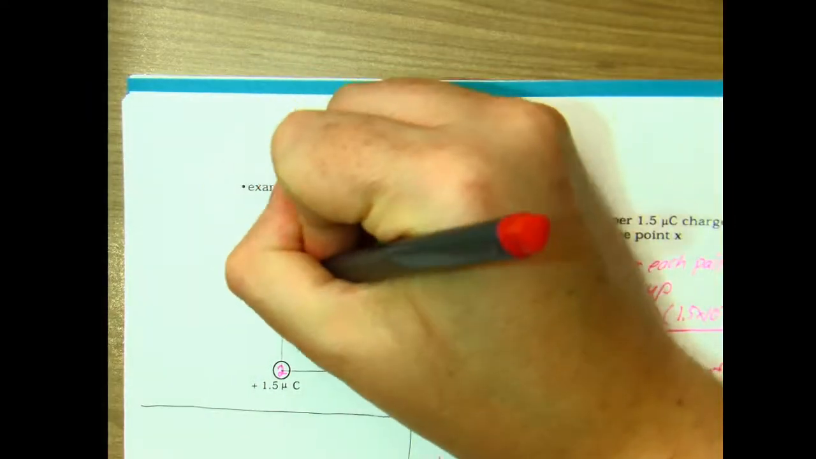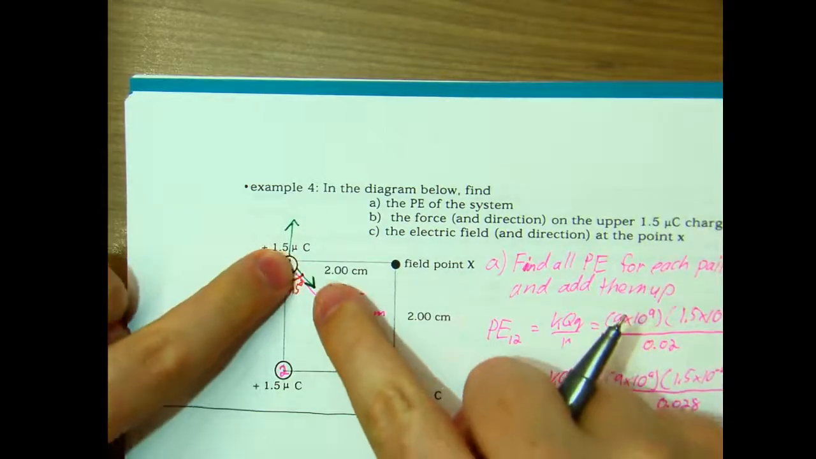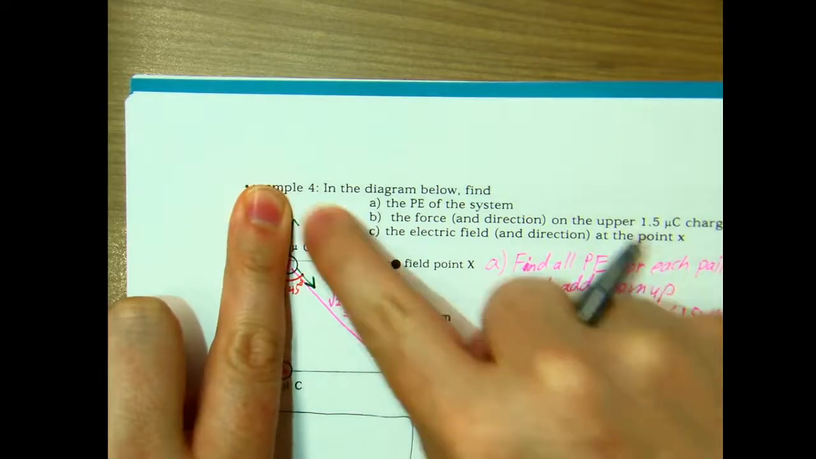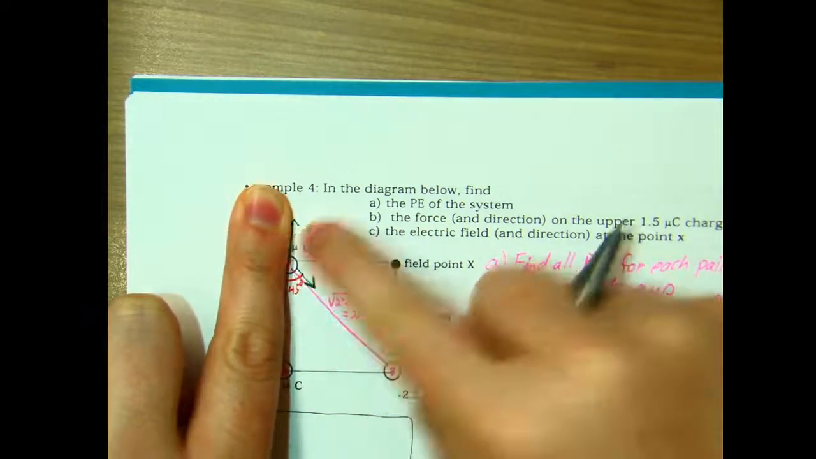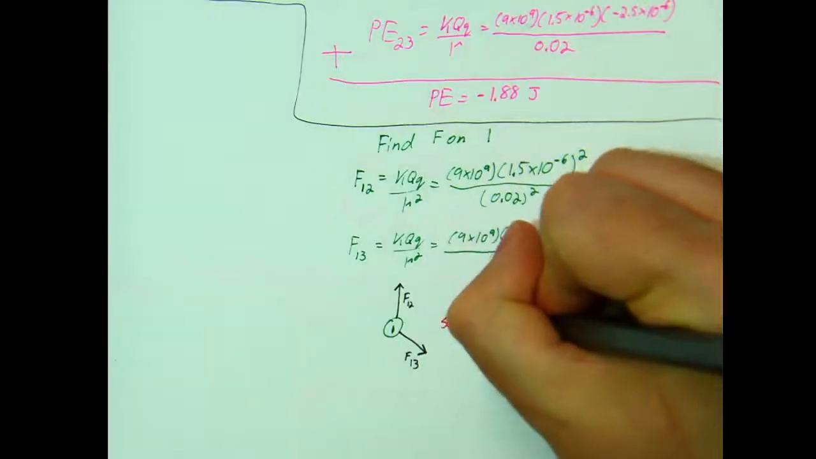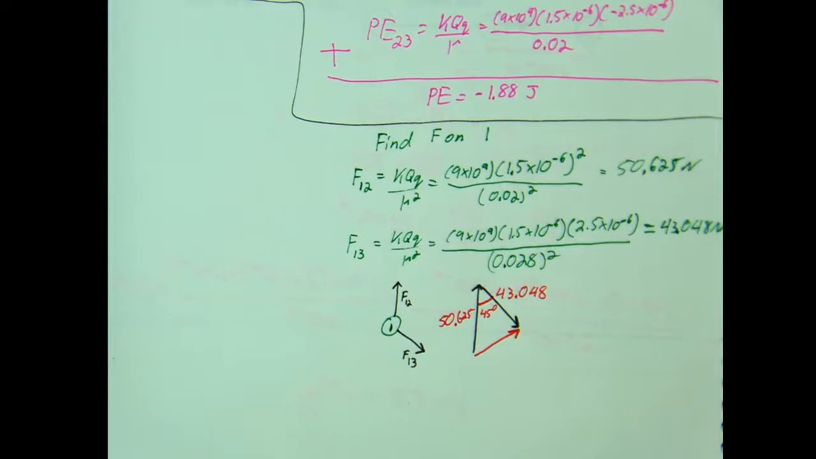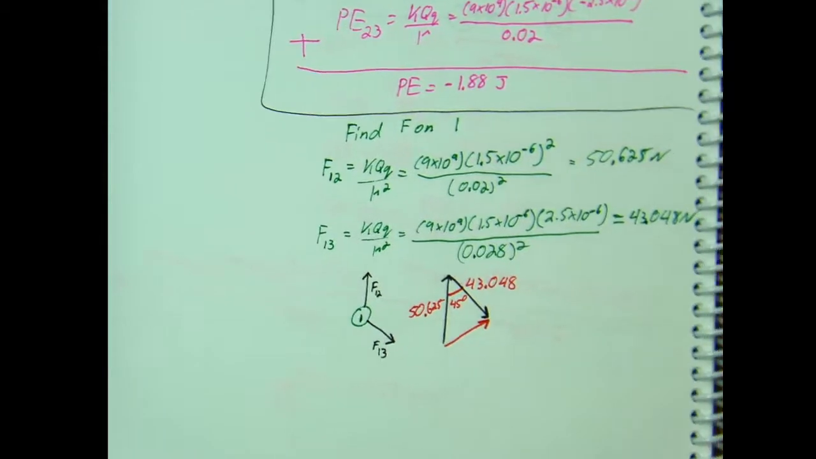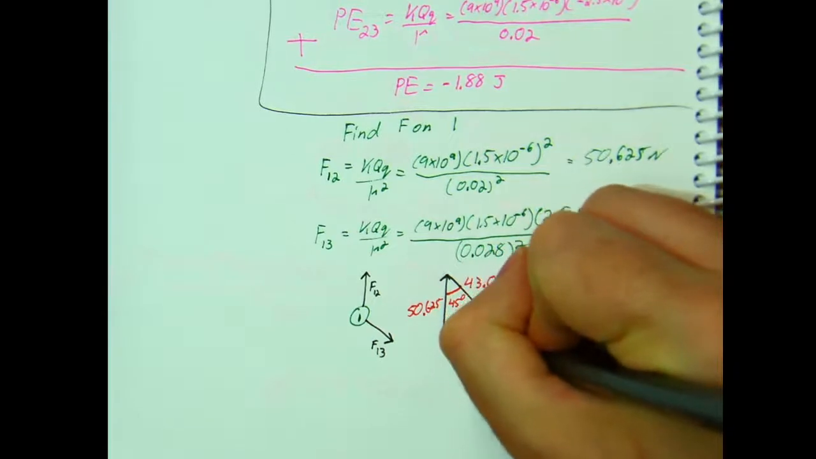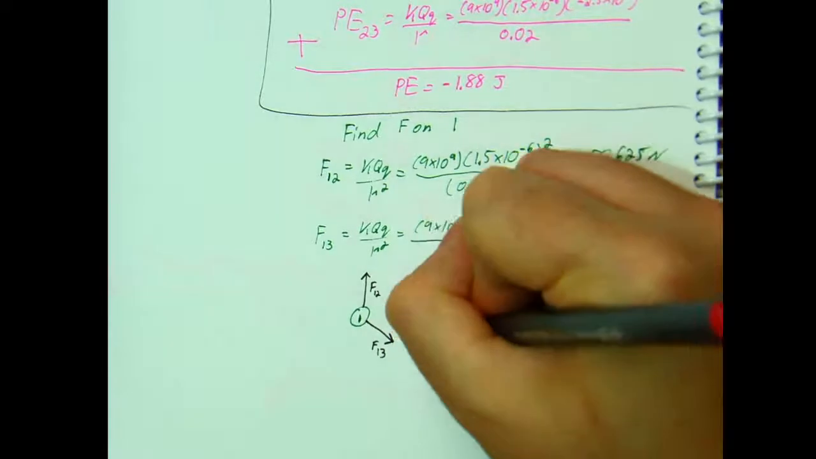So this angle here is 45 degrees. When I take this and slide it up here, this is vertical, and this is an angle at the same angle as this one, so that's going to be 45 degrees in there as well. So we just use cosine law. Cosine law is going to give us that this is 36.52 newtons, and then we have to use sine law to find this angle here.